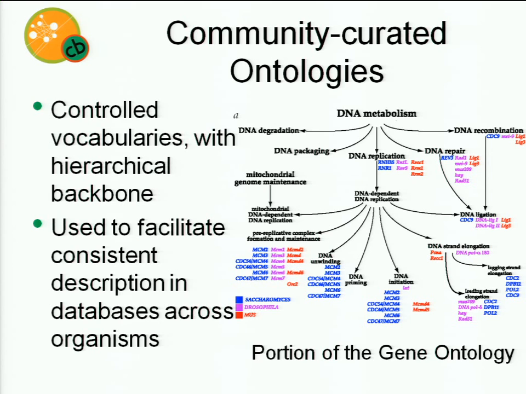The case where ontologies are used to facilitate consistent description in databases across organisms. And so that's the motivation, as we know, for the gene ontology. I just put a snippet of the gene ontology up here so you can get a sense, for those of you who might not be familiar with it, of the sorts of terms that are in the gene ontology.